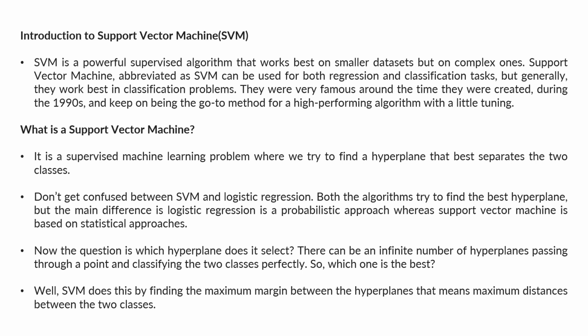Don't get confused between SVM and logistic regression. Both the algorithms try to find the best hyperplane, but the main difference is logistic regression is a probabilistic approach, whereas support vector machine is based on statistical approaches.